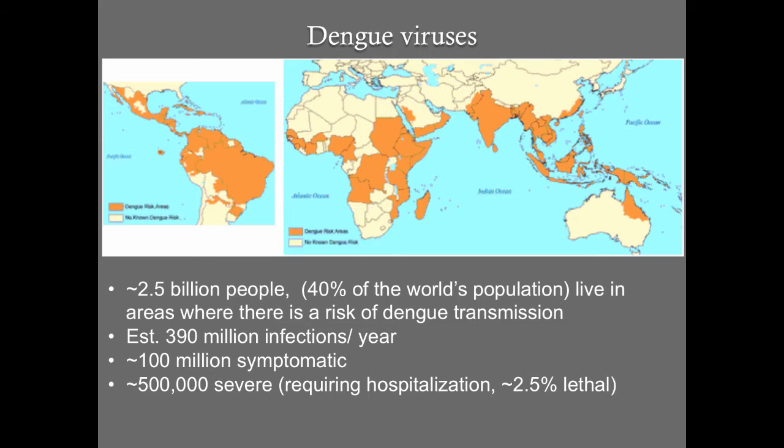The number of infections per year is estimated at just under 400 million, of which about a quarter are actually symptomatic, so dengue fever or worse. In fact, about 500,000 are severe, requiring hospitalization, and are potentially fatal if care is not sufficient.